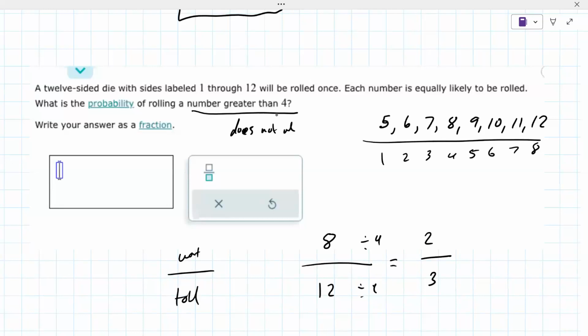Is that clear? Yeah, that was very clear. So there's some questions where I do have to simplify, and there's some I won't. Yes. So you're wise to be on the lookout for that. Absolutely.